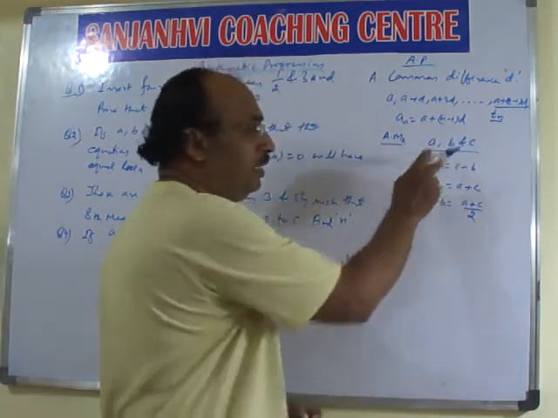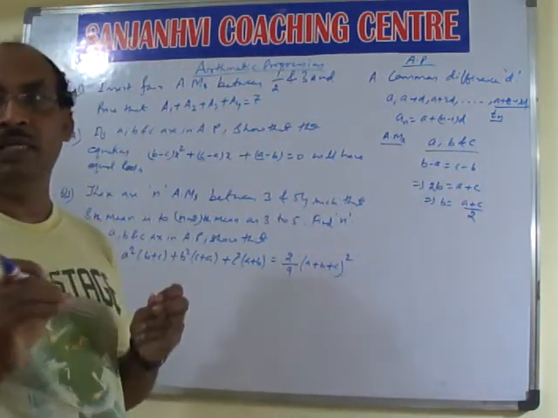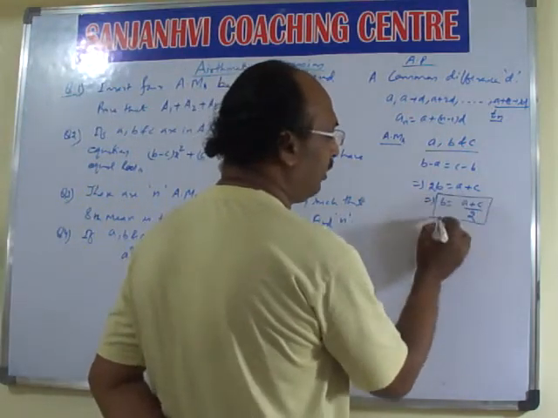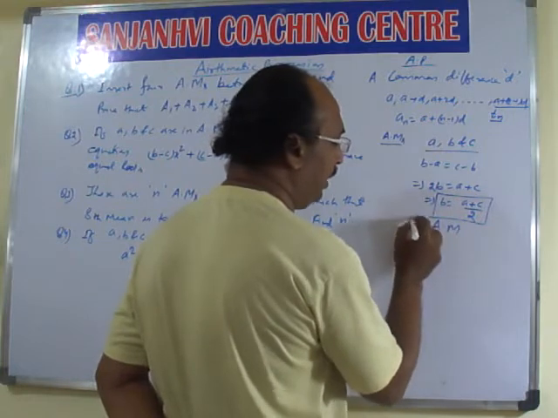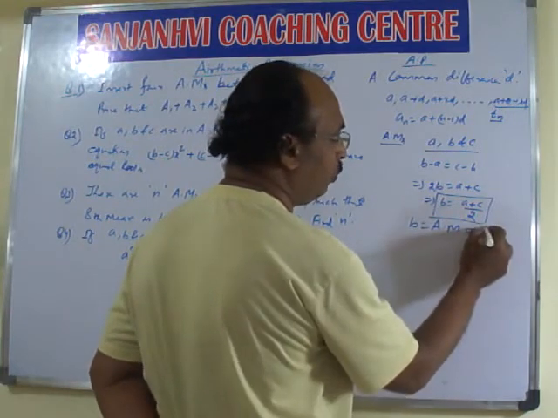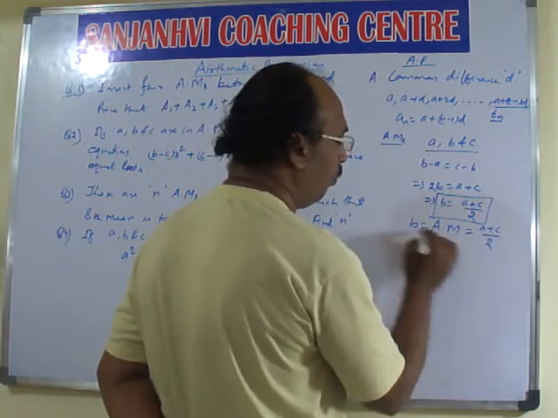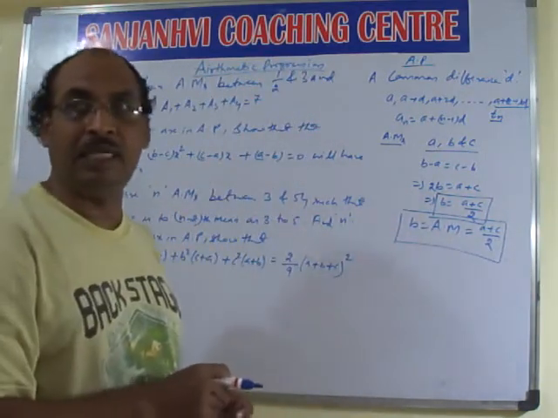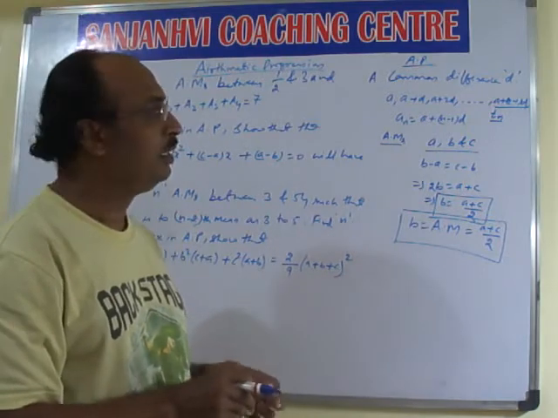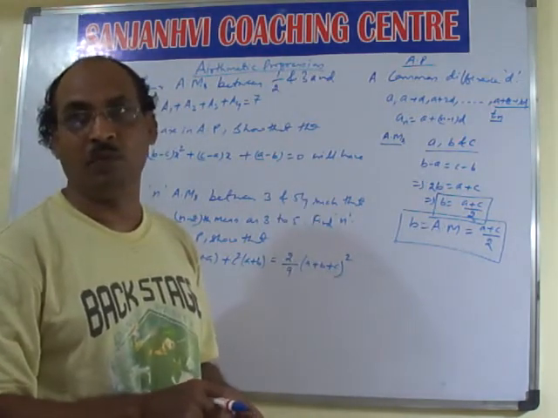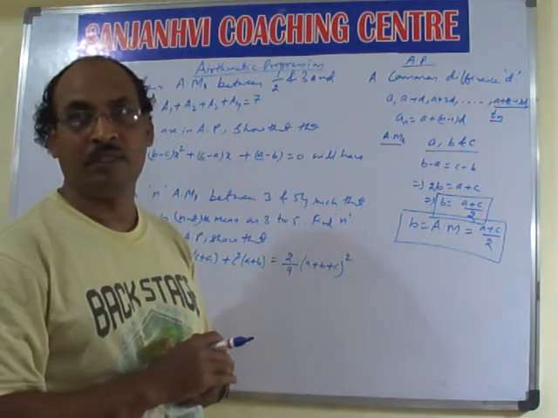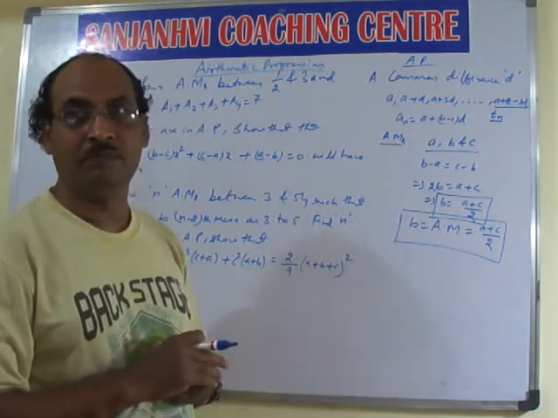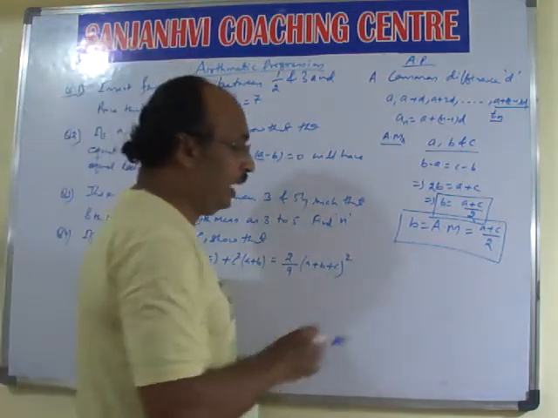So this B is actually the arithmetic mean, which will be equal to (A plus C) by 2. This becomes the general formula for an arithmetic mean. You can insert as many arithmetic means in between any two numbers, whatever you feel like. Any number of arithmetic means can be inserted. Okay, right.